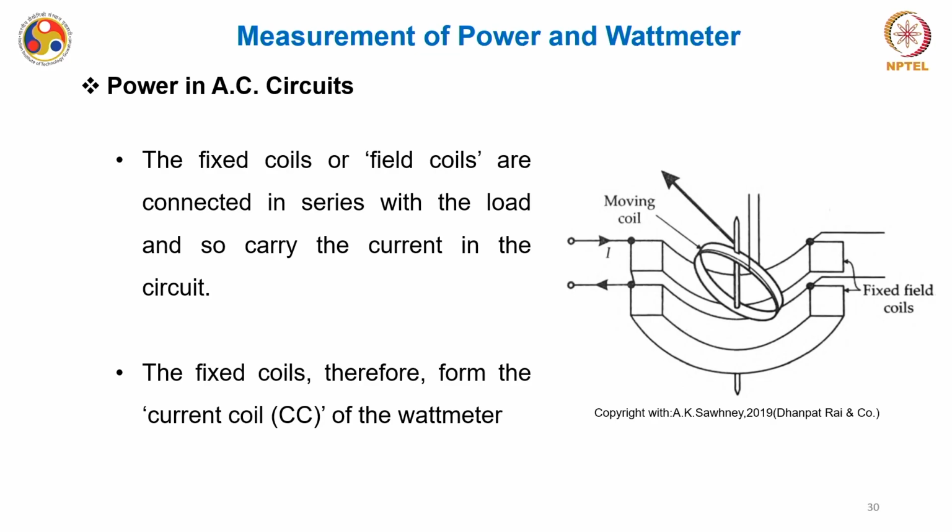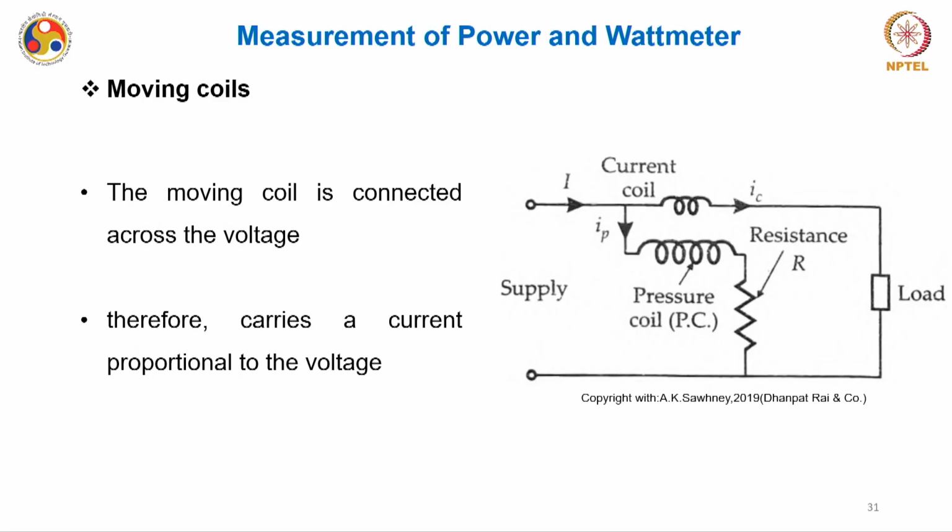So the current is flowing through the fixed coil. Since it is carrying the current, the fixed coil is also sometimes called the current coil, CC, of the wattmeter. The similar configuration is used as in the electrodynamometer, but the fixed coil or field coil which we called so in the electrodynamometer, we now call the current coil or the CC. Now the moving coil is connected across the voltage.